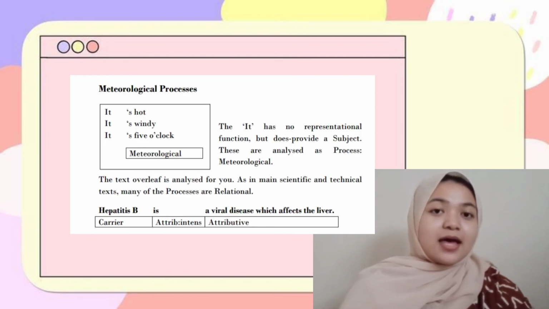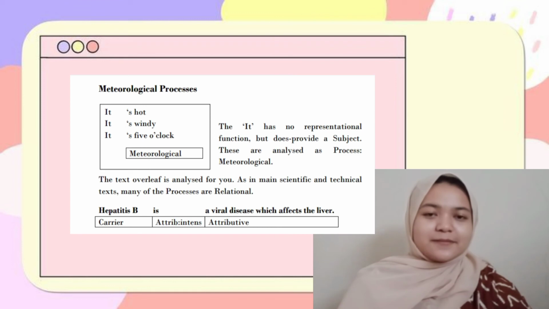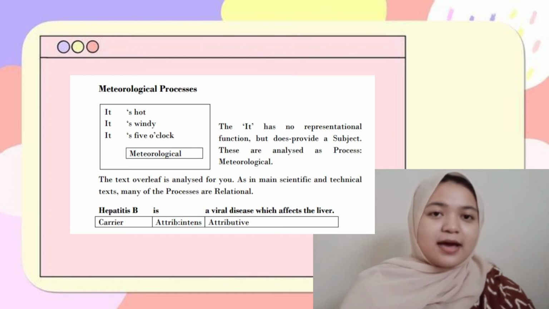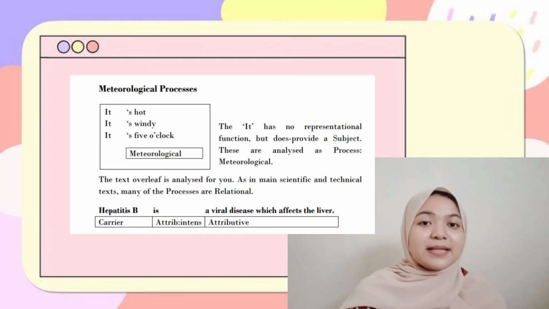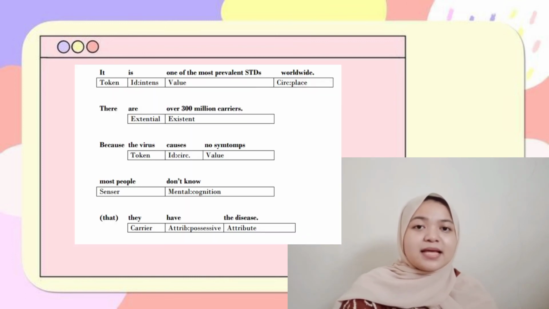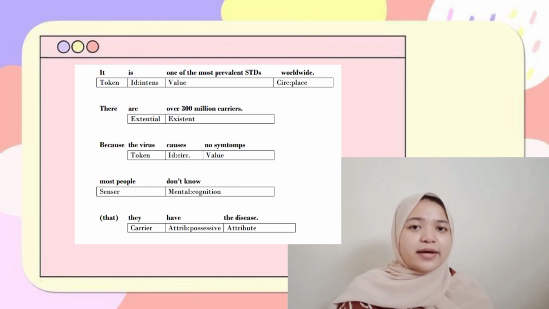Meteorological processes. It's hot. It's windy. It's 5 o'clock. The it has no representational function but does provide a subject. These are analyzed as process meteorological. Hepatitis B is a viral disease which affects the liver. Hepatitis B as carrier, is as attribute intensive, a viral disease which affects the liver as attribute. It is one of the most prevalent STDs worldwide. It as token is as identifying intensive, one of the most prevalent STDs as value, worldwide as circumstance, place.